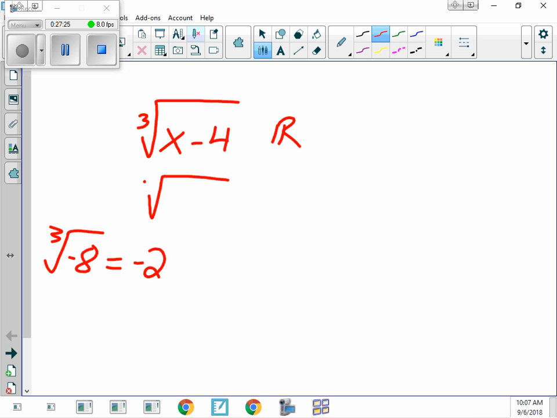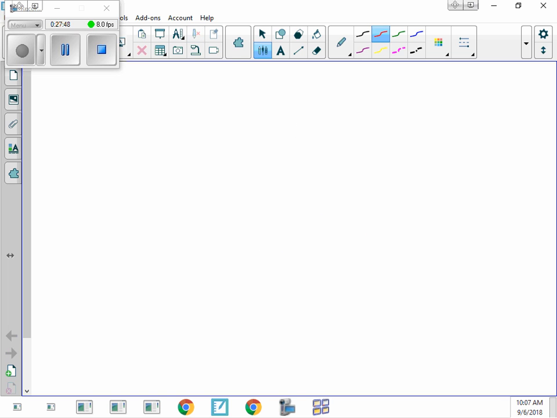What if I changed it to that? Now I have the exact same problem I had with the square root, and I would say x minus 4 has to be greater than or equal to 0. So x is greater than or equal to negative 4. Oh, you're right. Positive 4. Thanks.